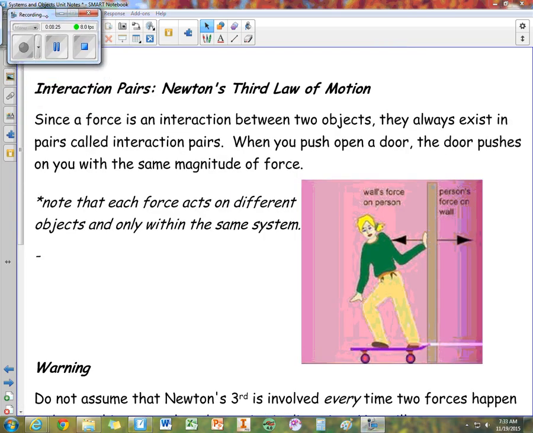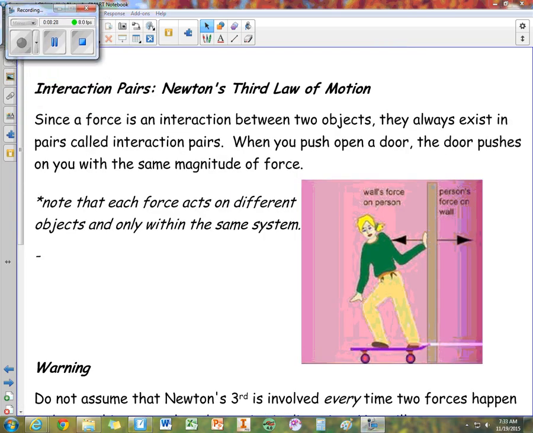All right, now the final thing I want to talk with you about in these notes will be the interaction pairs. Sometimes this is called Newton's third law. A force is an interaction between two objects. They always exist in pairs, because object 1 is interacting with object 2, and object 2 is interacting with object 1. So for example, when you push open a door, the door pushes on you with the same force, and that is very counterintuitive.